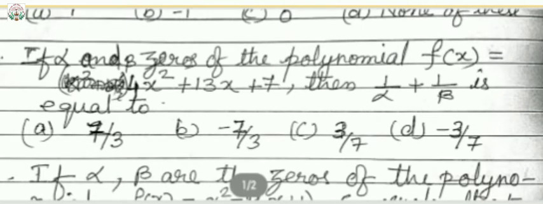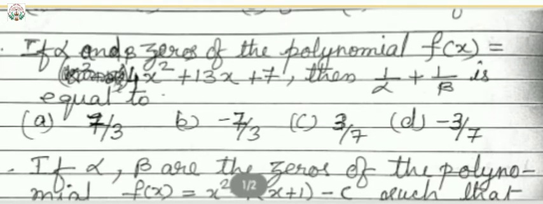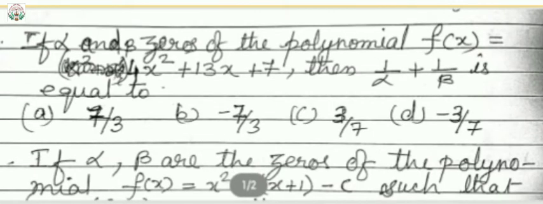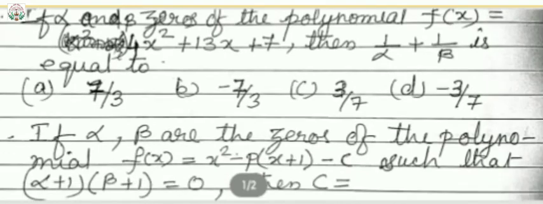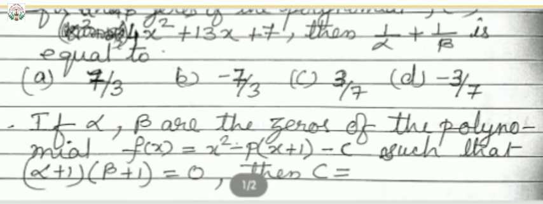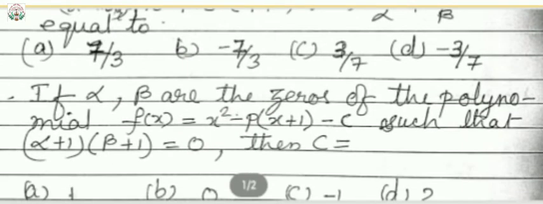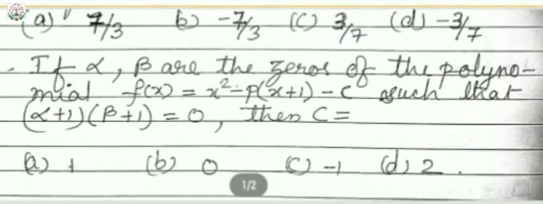So now, with those values, 1 upon alpha plus 1 upon beta is, take the LCM as alpha into beta, and then the numerator will be alpha plus beta. Now put the values of alpha plus beta, that is minus 3 upon 4, and alpha into beta will be 7 upon 4. So on simplification, which answer will you get? Check it out of the 4. Okay, once again I am telling, the polynomial is 4x square plus 3x plus 7.